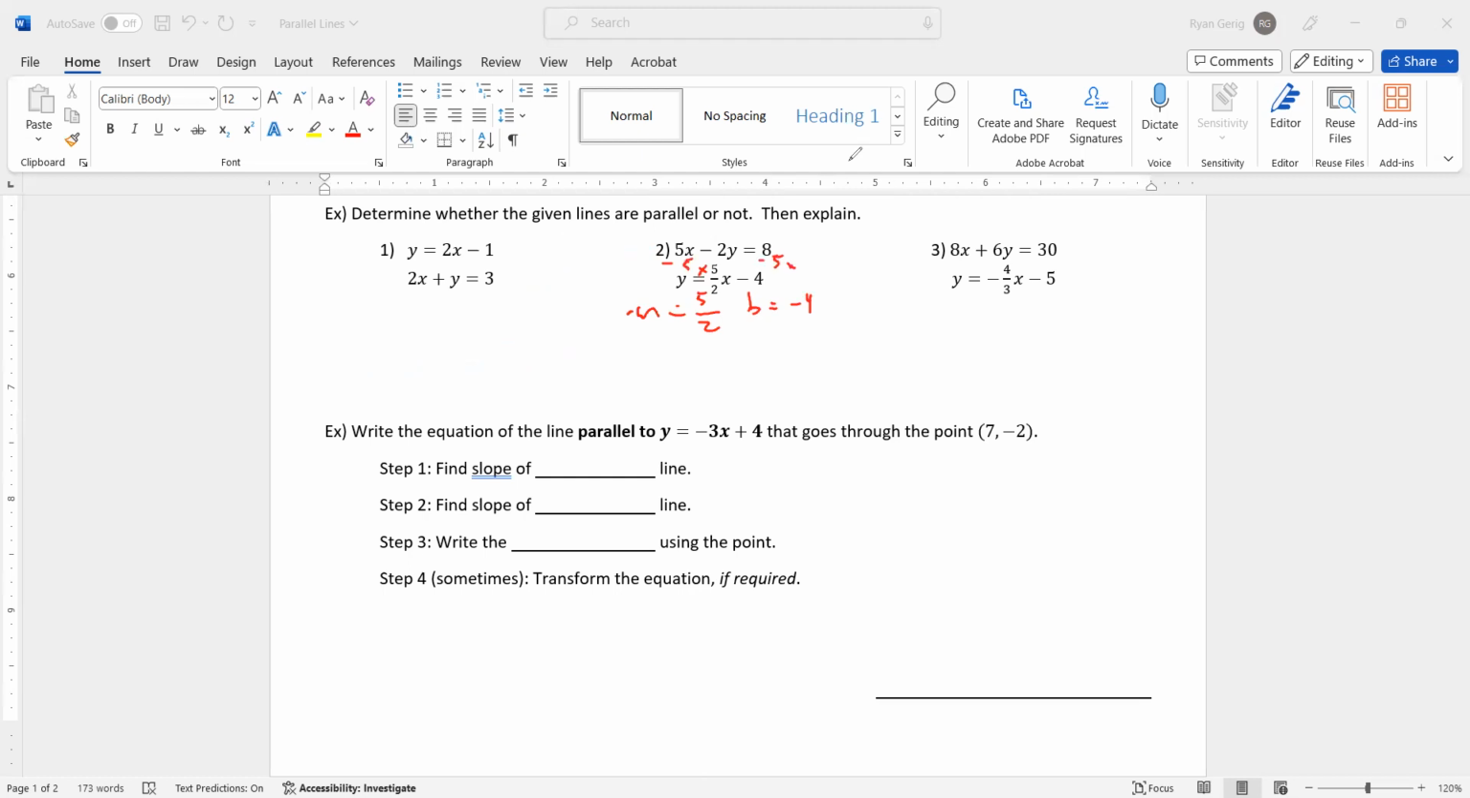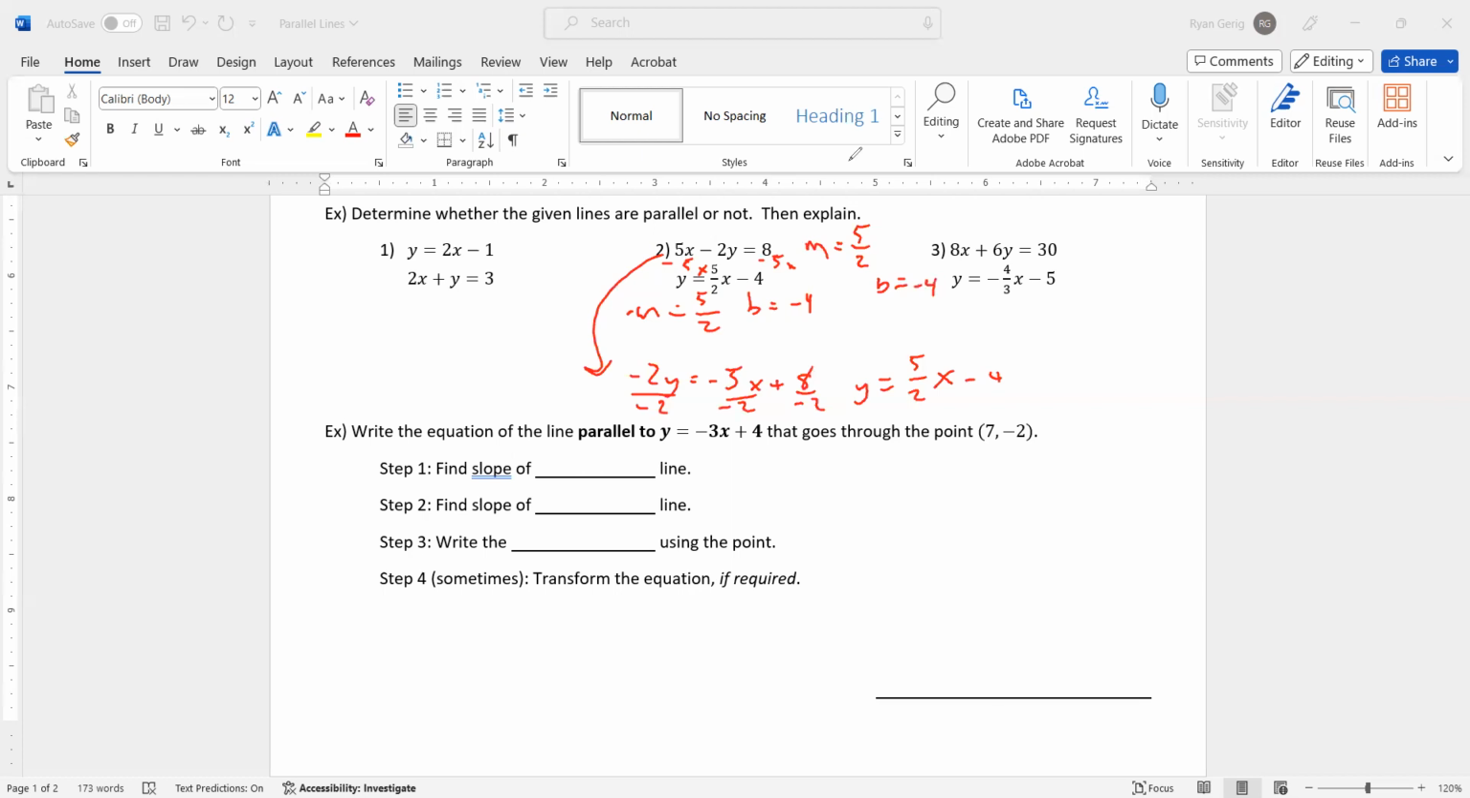All right, the first one, I need to get my y-intercept and slope by getting it in slope-intercept form. So I'm going to do that kind of down here. So subtract 5x, I get -2y equals -5x plus 8. Divided by -2. Negative divided by negative is positive. So positive 5/2x. 8 divided by -2 is -4. So 5/2 is my slope. My b value is -4.